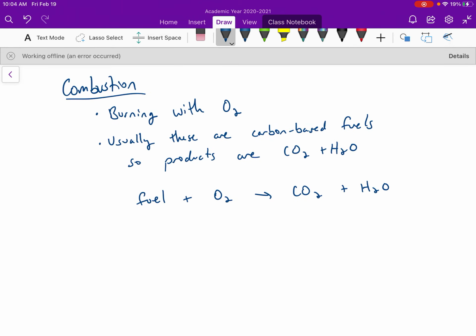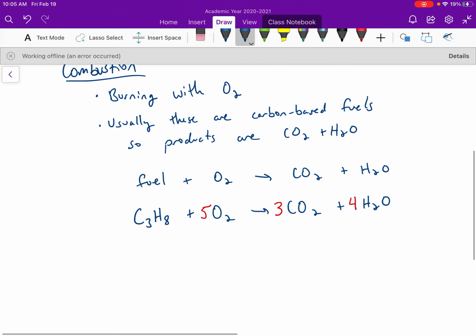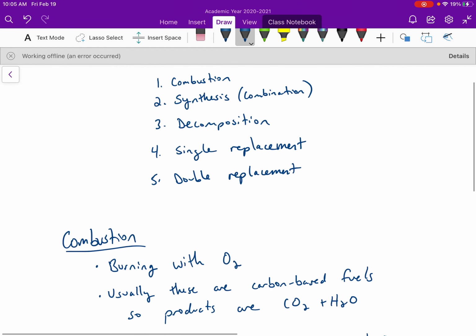If you're looking for a specific example, we can look at C3H8, which is propane, like what's in your gas grill. When you light that on fire, it burns with oxygen gas, and it gives us CO2 and H2O, okay? And then if we were to balance that, we need 3 carbons, so we're going to put a 3 there. I need 8 hydrogens, so I'm going to put a 4 there. And then that means I have 6 and 4 is 10 oxygens, so I'm going to put a 5 there. And that's combustion. Pretty simple, okay? Pretty simple. Next one.